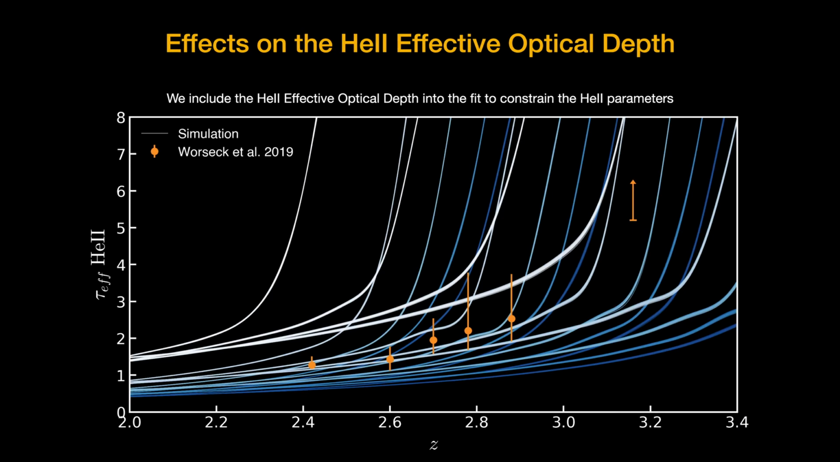Finally, to have a better constraint for the helium parameters, we also include the measurements of helium-2 effective optical depth from Worseck et al. into our likelihood calculations. Since helium-2 only affects the Lyman-alpha Forest by its effect on the temperature, then by including the helium-2 optical depth, we are also informing the model about the amount of helium-2 present in the IGM.